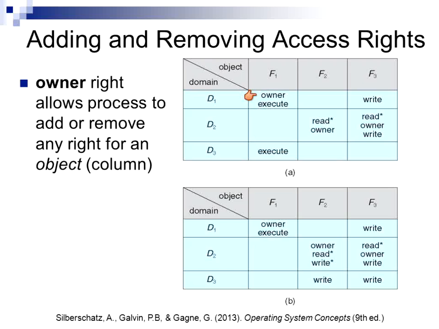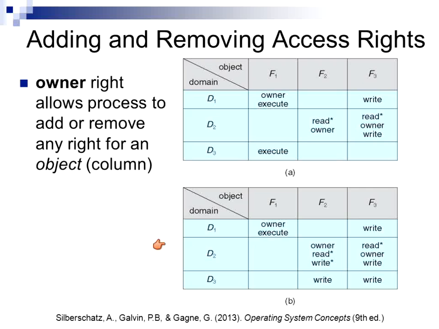So here you can see that domain 1 has owner rights to file 1. Domain 3, I misread that, has execute rights to a file. Domain 1, since it's the owner, can say, I'm going to remove the execute rights from domain 3, and then we would have a domain access matrix that looks like this.